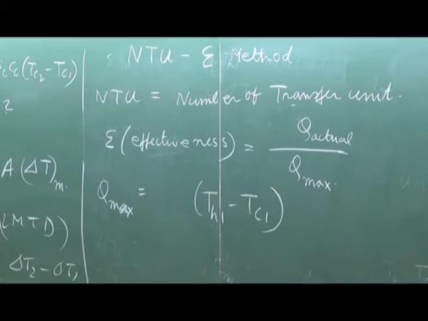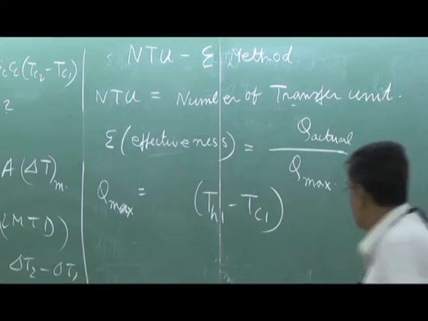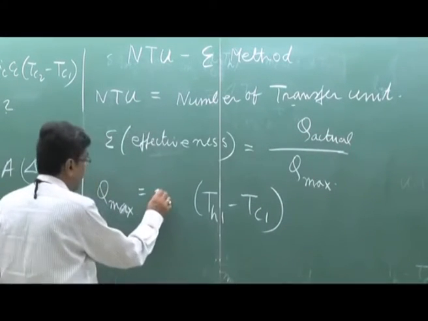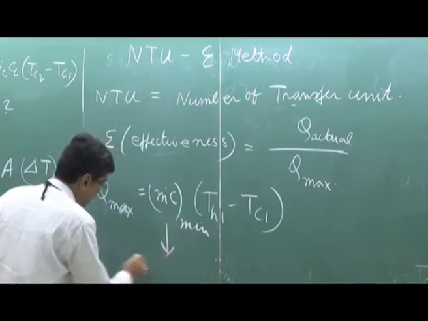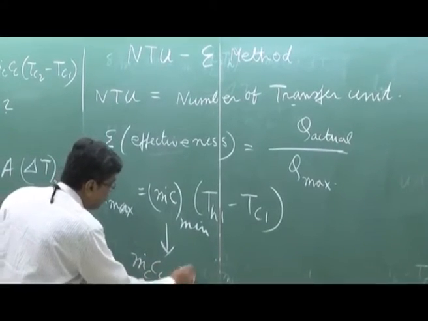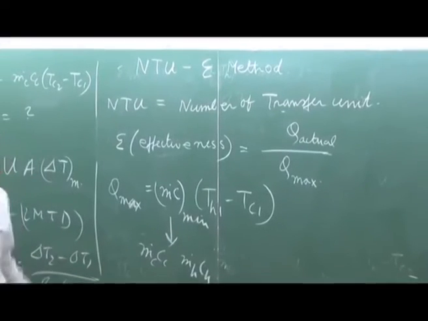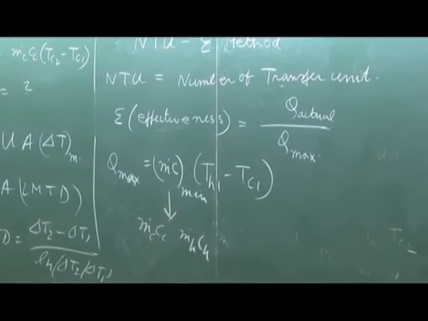Hot and cold fluid physically will not attain Th1 minus Tc1 simultaneously. It depends upon their capacity, that means the product of m dot and c. The fluid for which this m dot c is minimum will reach it first. Afterwards, the heat exchanger operation will stop. So it is written in a generic way, m dot c minimum, which may be either m dot c of the hot fluid or of the cold fluid, that I have to calculate from the specific heat values and the mass flow rate values.